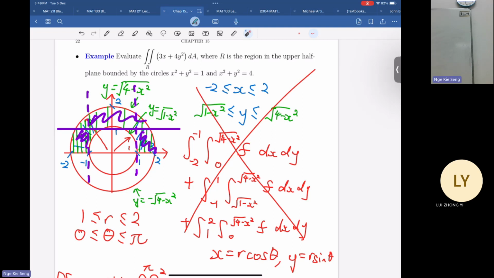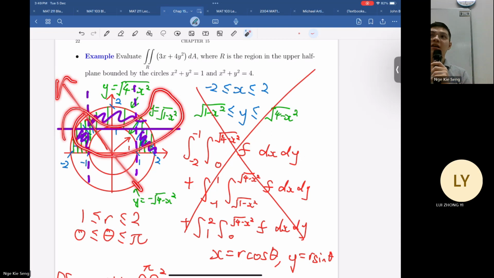Okay. Not always true. Why is it not always true? You need to know what you are computing. You are not computing the area. You are computing the volume. Where's the volume? The volume is living at the top here. Okay or not? The volume is living at the top.